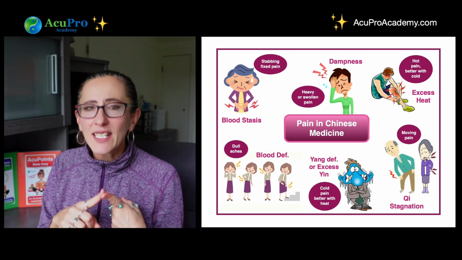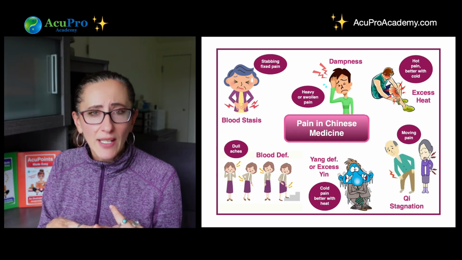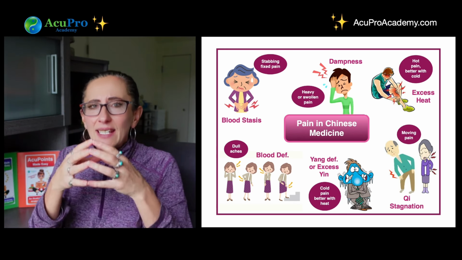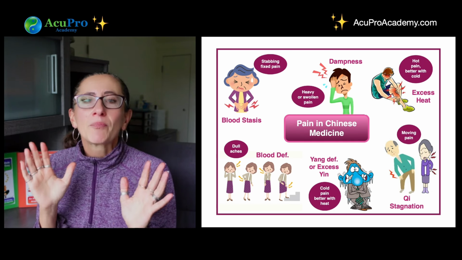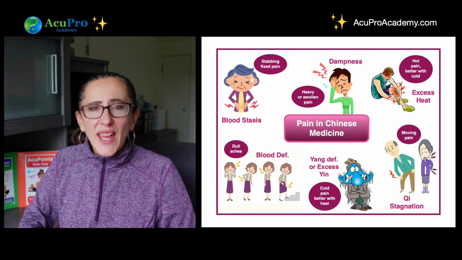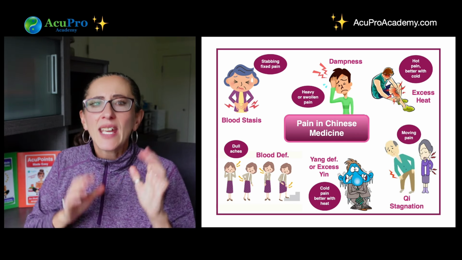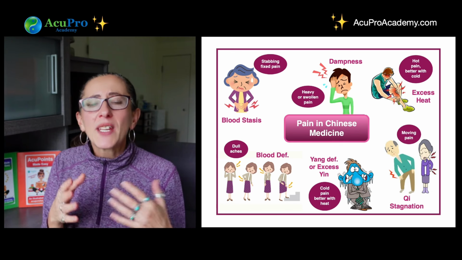If it's constant, it's blood stasis. If it comes and goes, it's liver Qi stagnation. If it moves, it's liver Qi stagnation. If it's fixed in the same area, it's blood stasis. Let me give you some examples. Dysmenorrhea, the pain is in the lower abdomen, it's fixed, it's stabbing, it's strong, and it's constant during the menstruation. That is blood stasis. Liver Qi stagnation pain would come and go.